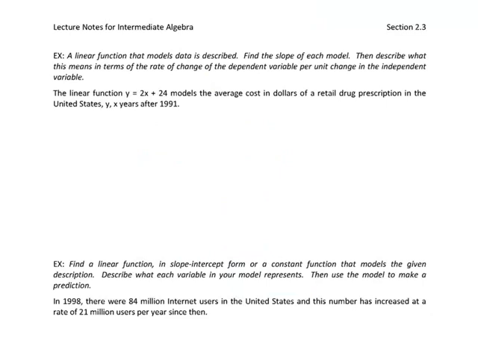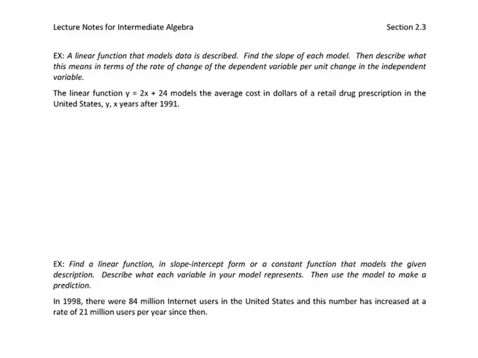In both these examples, we have the same set of instructions. They tell us that a linear function that models particular data is described. We're asked to find the slope of the model and describe what this means in terms of rate of change of the dependent variable per unit change in the independent variable. Now, in the first example, we're given the equation, we're trying to interpret it. In the second one, we're given the interpretation, and we're going to find the equation.